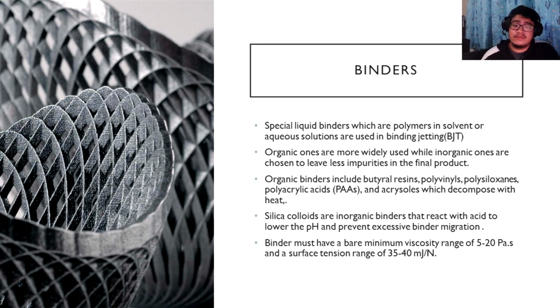Organic binders include butyral resins, polyvinyls, polysiloxanes, polyacrylic acids (PAAs), and acrylosols, which decompose with heat. Inorganic binders are silica colloids, which react to acid to lower the pH and prevent excessive binder migration. These binders must have a bare minimum viscosity range of between 5 to 20 cP and a surface tension range between 35 to 40 millijoules per square meter.